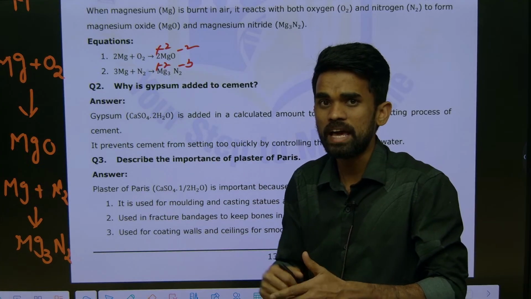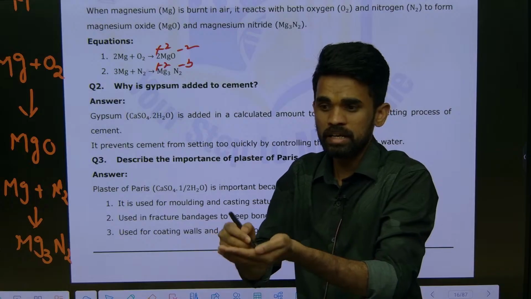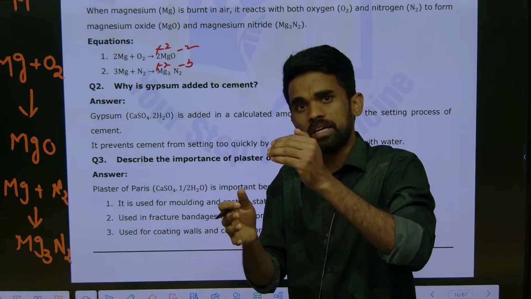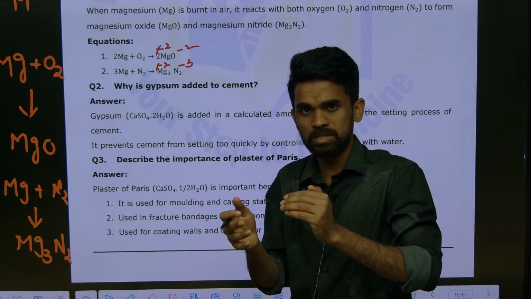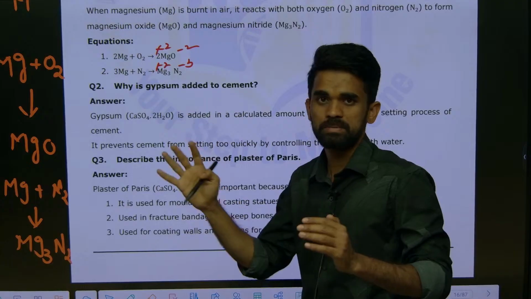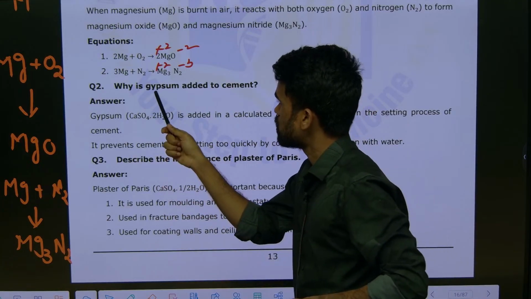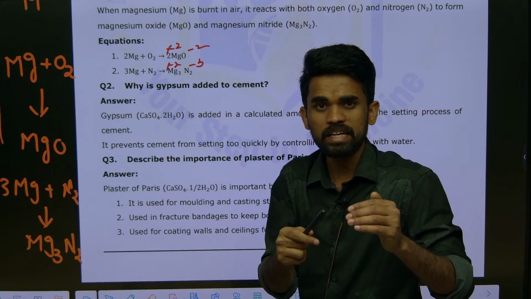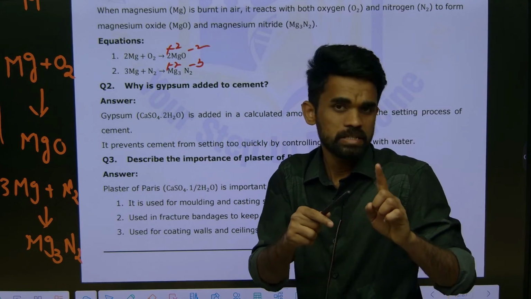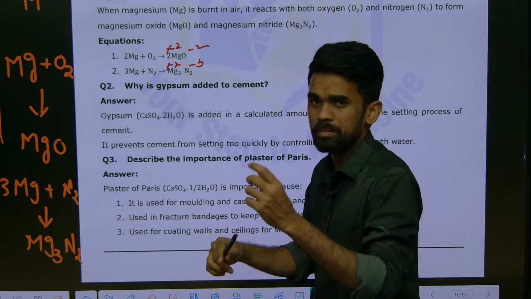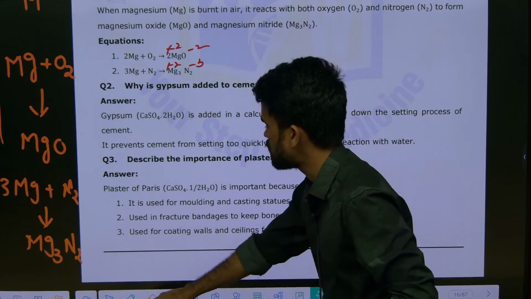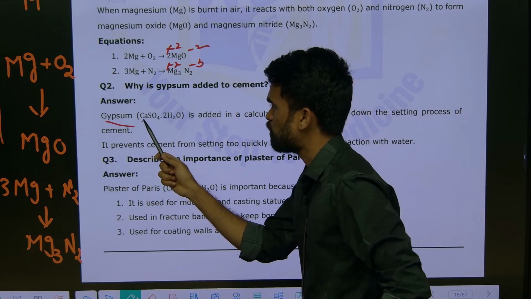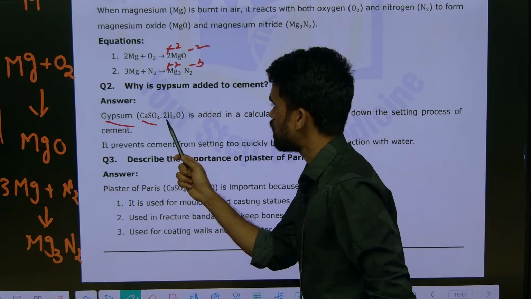Now what happens when we add gypsum to it? The chemical reaction between water and cement will be slower. The rate of reaction decreases when we add gypsum, by forming a layer. Now just read these statements. What is the formula of gypsum here? Calcium sulfate, CaSO4·2H2O.